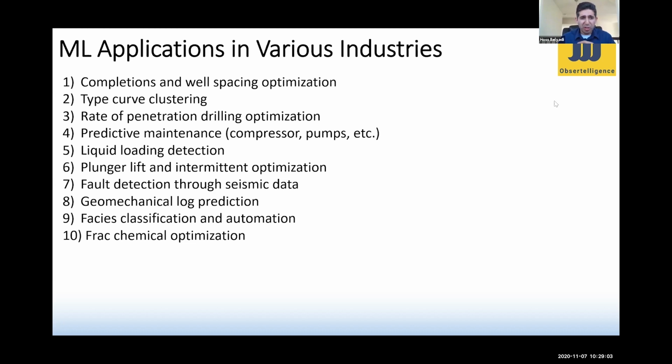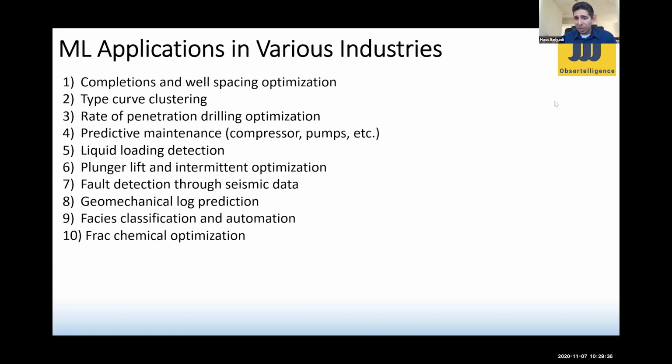Another example is rate of penetration drilling optimization. Because in drilling, the objective function is to maximize your rate of penetration. If you can maximize your rate of penetration, you're doing very well. So you can use supervised machine learning to train a model to maximize your rate of penetration. Another example is liquid loading. You can use unsupervised learning. I'm actually going to go through that example probably in lecture 2 or 3.